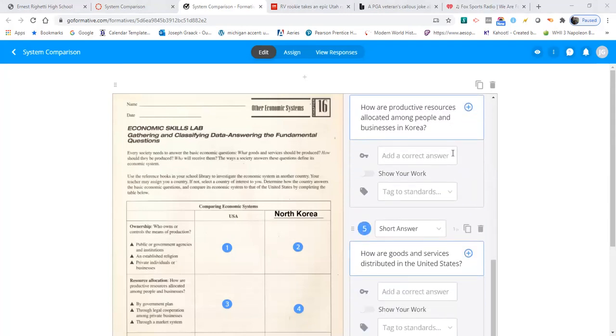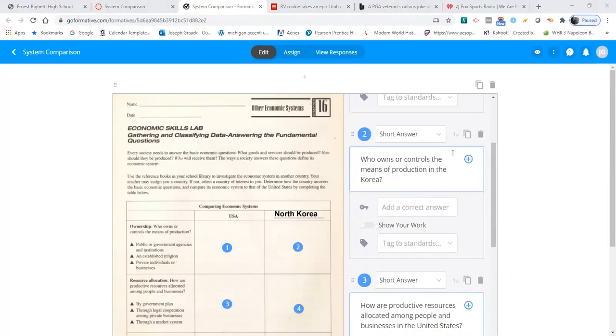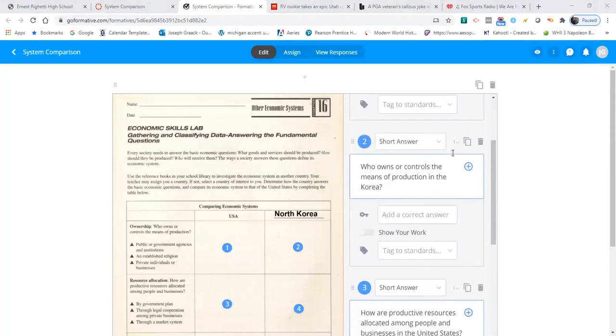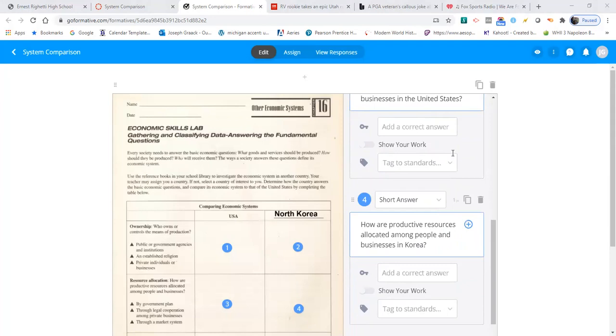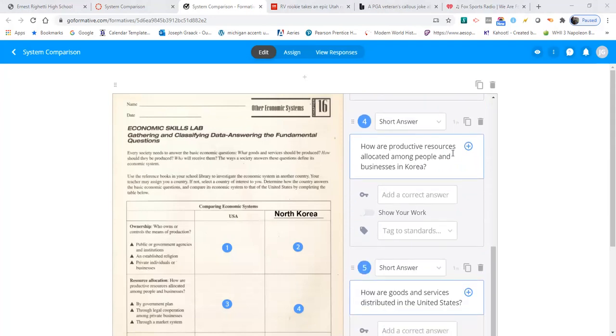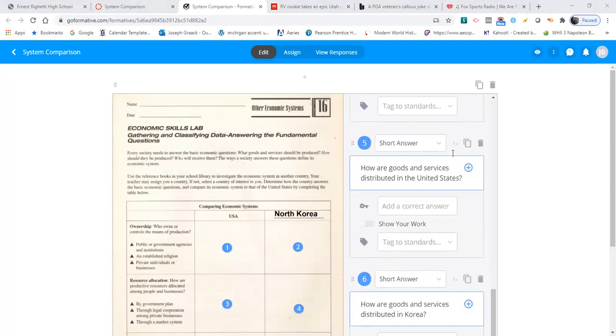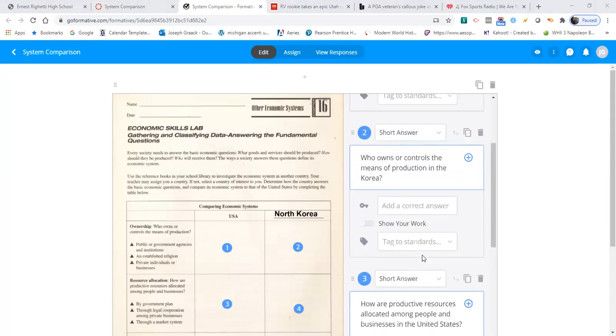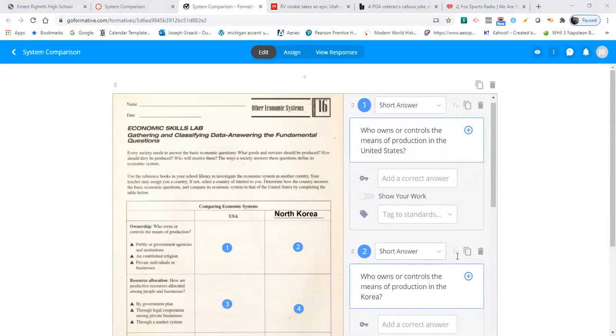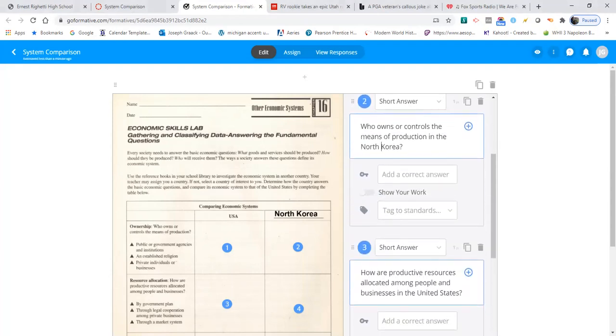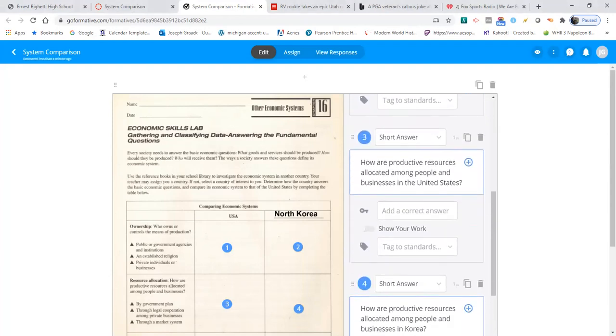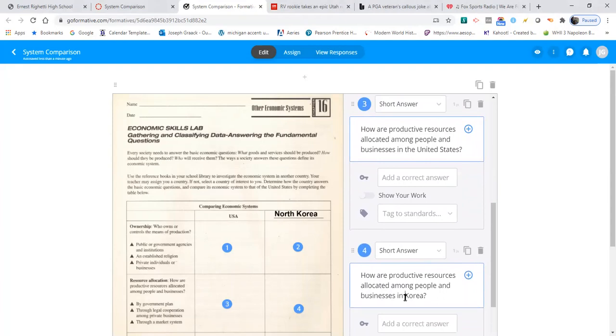And then how are goods and services distributed in the United States? Group two, who owns or controls the means of production in North Korea? How are productive resources allocated among people and businesses in North Korea? And then how are goods and services distributed in North Korea? So that's what you want to answer there. So let me add the word North, since Korea hasn't been together since before the 1950s. And we'll have you separate.